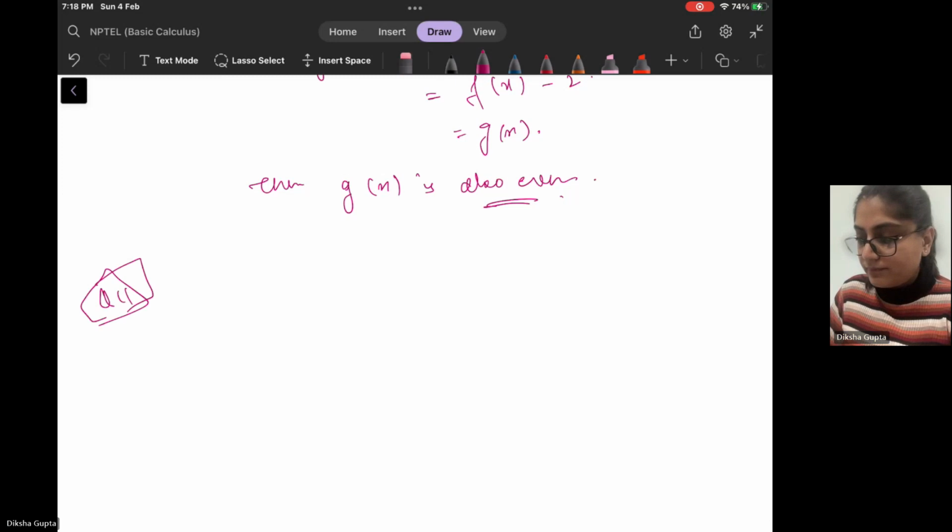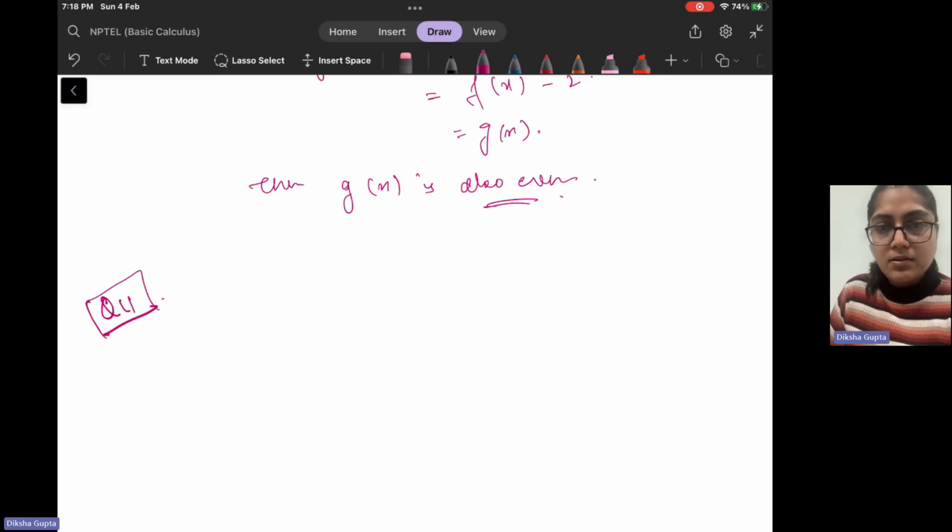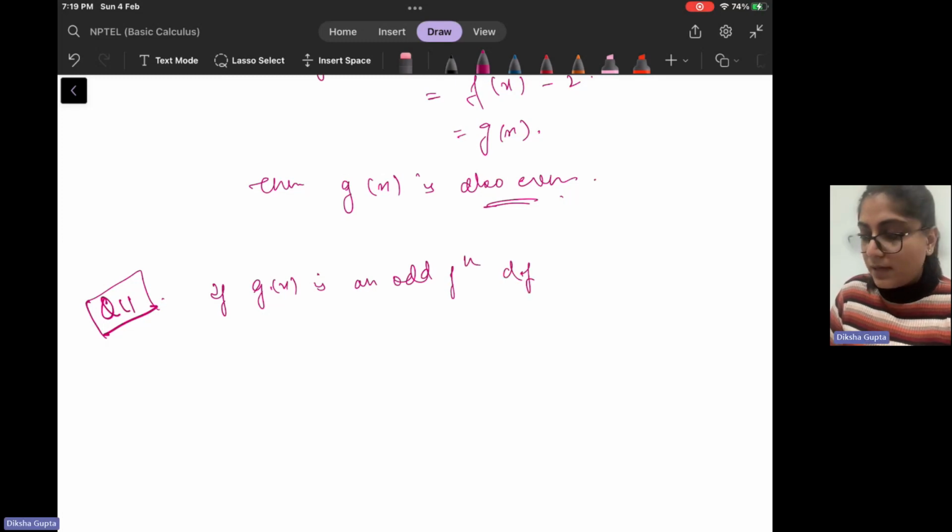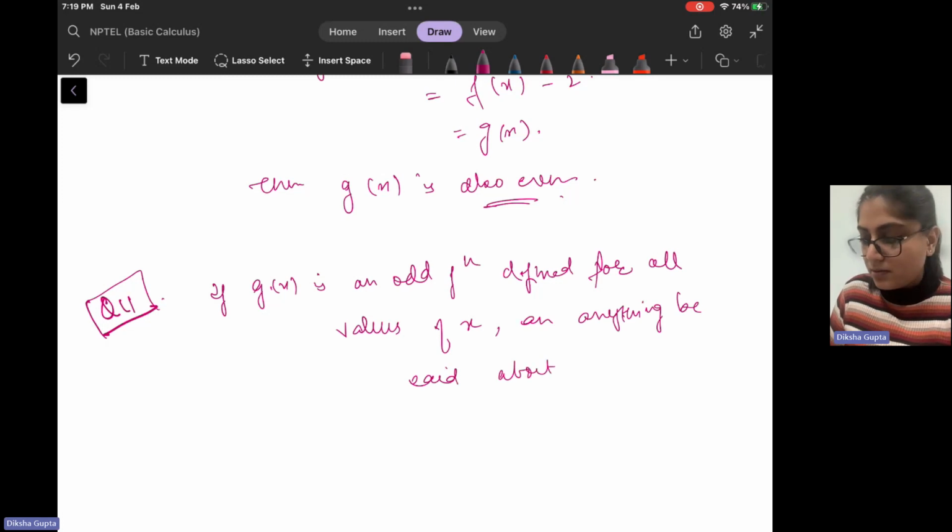Question number 11. So the question is: if g x is an odd function defined for all values of x, can anything be said about g of 0? So 0 is a special point because minus 0 is equal to 0. That is why the question is asking about g of 0.